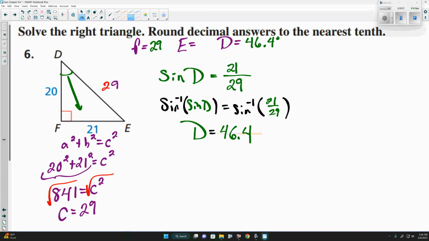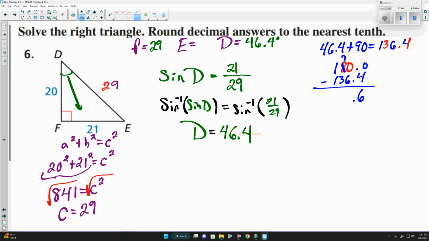And to find the other angle, we can add 46.4 to 90 and get 136.4. We can subtract it from 180. And we get 43.6.